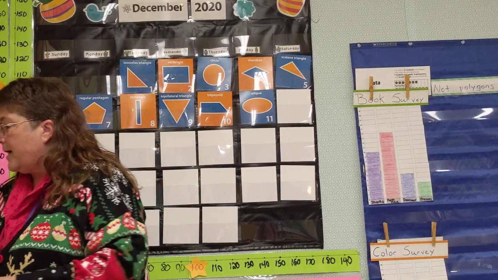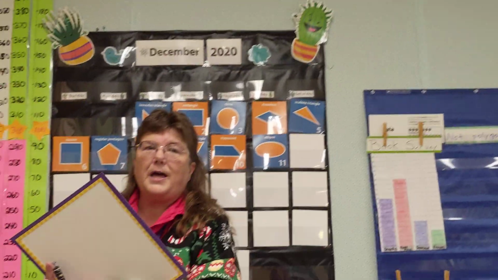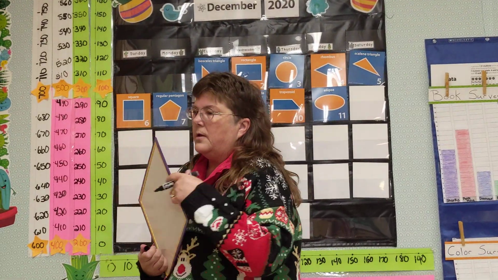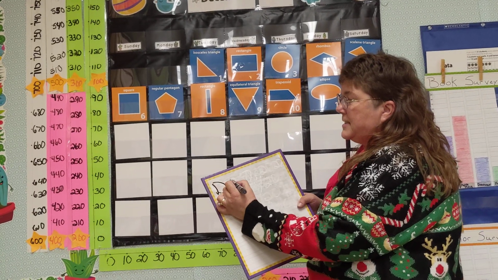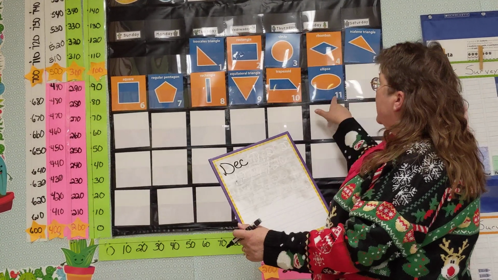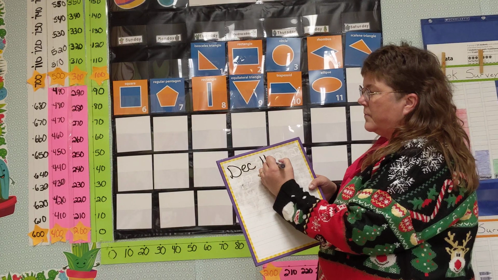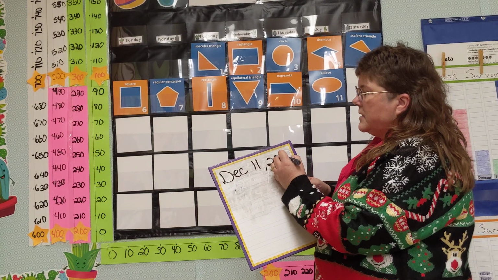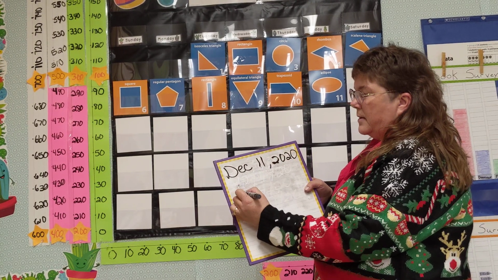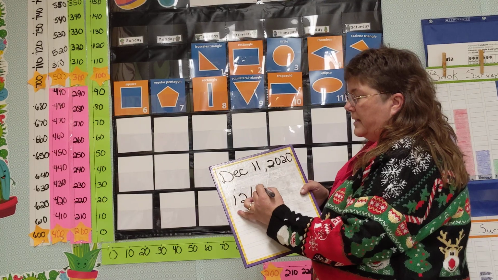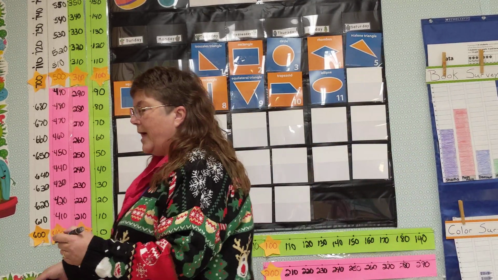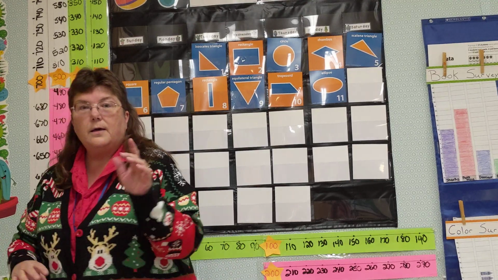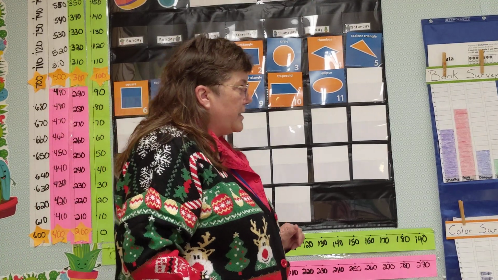Ooh, I almost forgot something. I almost forgot to write the date. Okay, we're in December. So I'm going to abbreviate December. Today is the 11th. And we are still in 2020. 12, 11, 20. Okay, so here comes kind of a fun and interesting project.